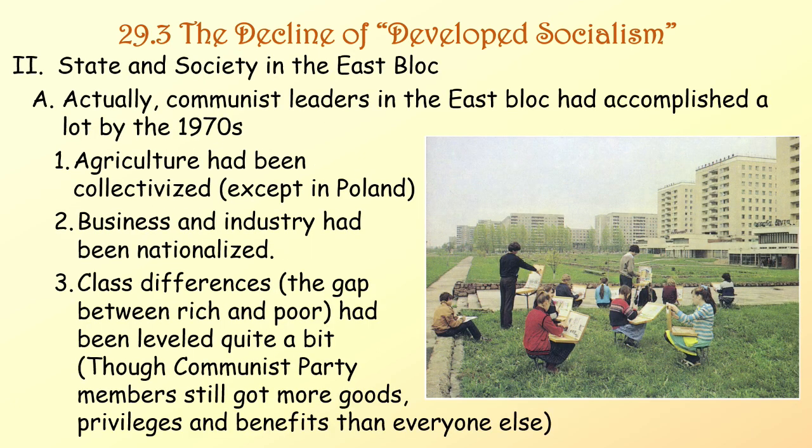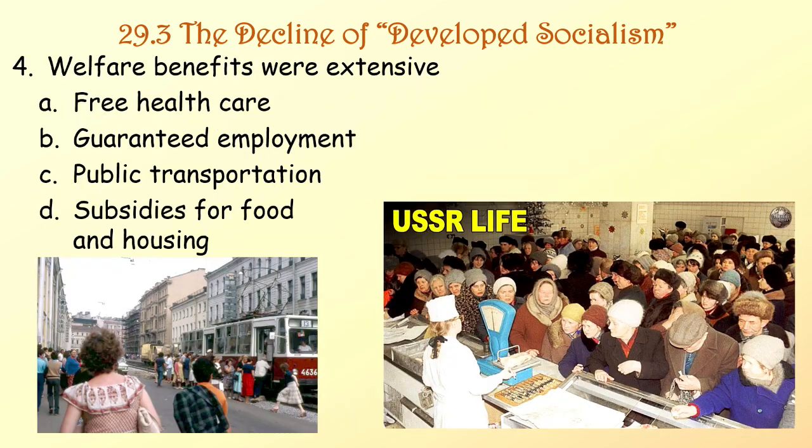State and society in the East Bloc. Actually, communist leaders in the East Bloc had accomplished a lot by the 1970s. Agriculture had been collectivized, except in Poland. Business and industry had been nationalized. Class differences, the gap between the rich and the poor, had been leveled quite a bit, though Communist Party members still got more goods, privileges, and benefits than everyone else. Welfare and benefits were extensive. Free health care, guaranteed employment, public transportation, subsidies for food and housing.